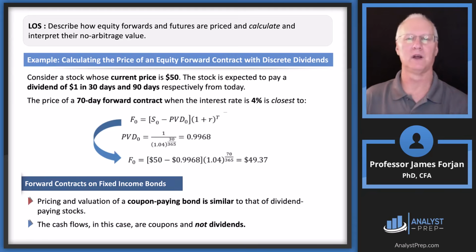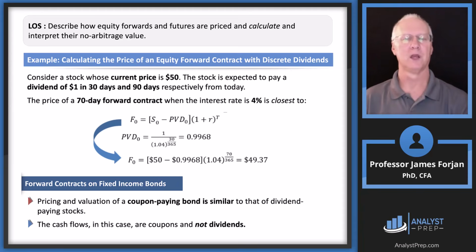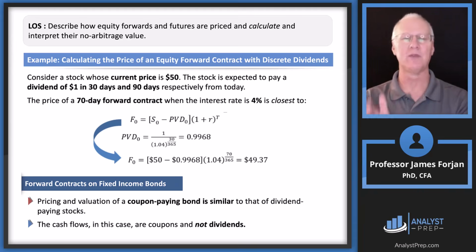So let's go ahead and do this quick example, calculating the price of an equity forward contract with discrete dividends. All right, discrete just means they're going to happen every month or every 3 months or every year. All right, current stock price, $50. Dividend of $1 in 30 days and in 90 days. All right, the price of a 70-day forward contract. So that's important. Notice that 70 days falls in between 30 and 90. So the contract matures in between those two dividends.